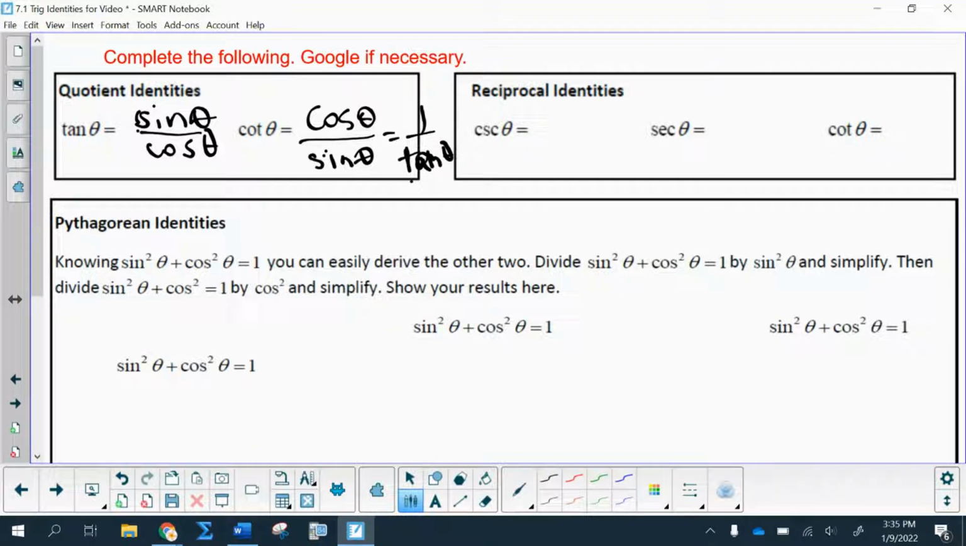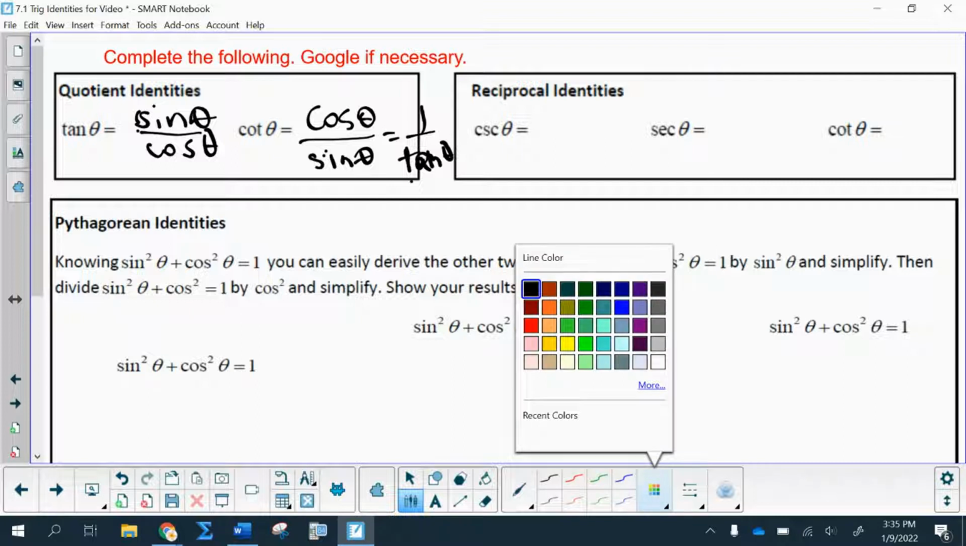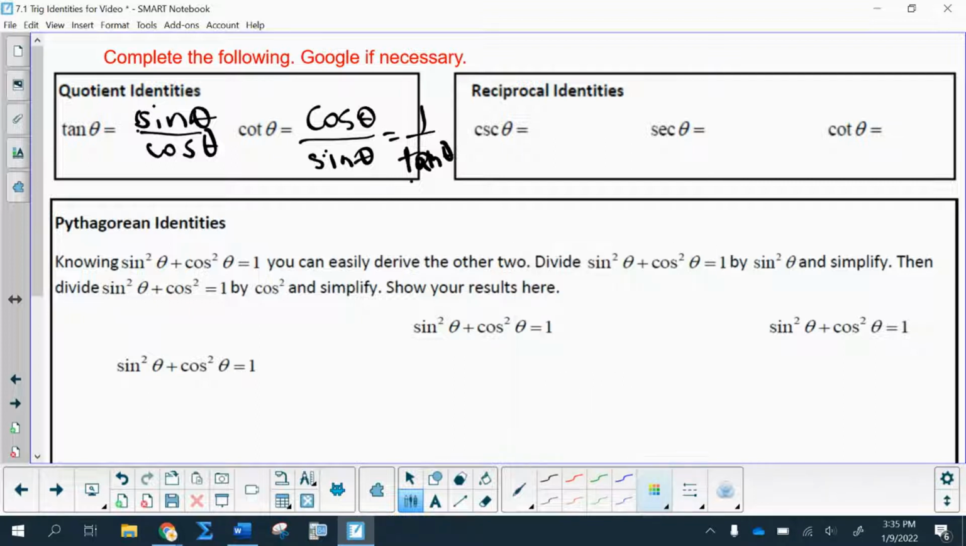Okay, and then the reciprocal identities, as you already know, are using the reciprocal functions. So cosecant is the reciprocal of sine. Secant is the reciprocal of cosine. And cotangent, like I said, is the reciprocal of tangent. But that could also fall under the quotient identities as well.